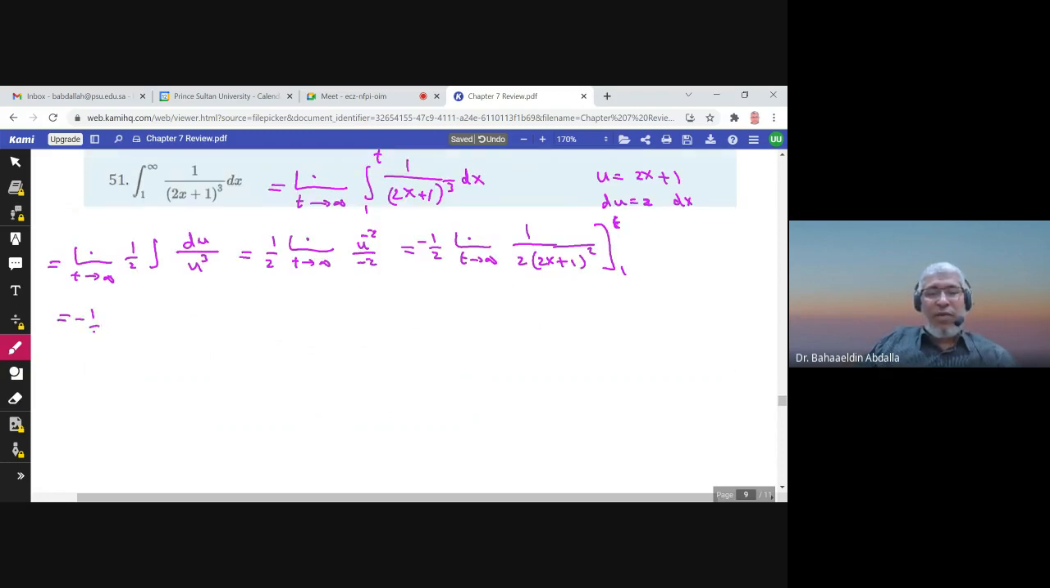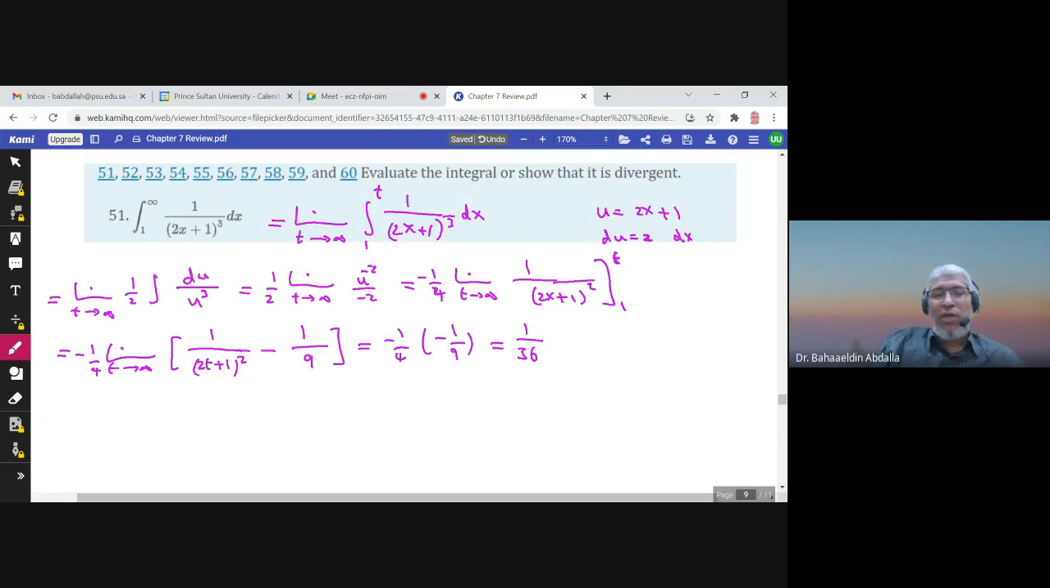This is negative half times limit of, now if I replace x by t, I will have 1 over. Even this 2 can be taken out to make it 4 and cancel the 2 here. So get rid of the numbers. And now 2t plus 1 squared minus 1 over 2 plus 1, 3 squared, 9. So I have negative 1 over 4 times. Now if I replace t by infinity, this would be 2 times infinity, infinity plus 1, infinity square, infinity 1 over infinity 0. So the limit of this is 0, and the limit of this is negative 1 over 9. So the answer would be 1 over 36. So this integral converges.